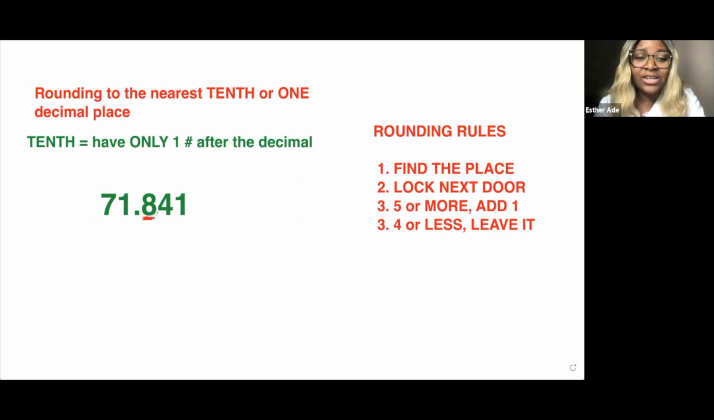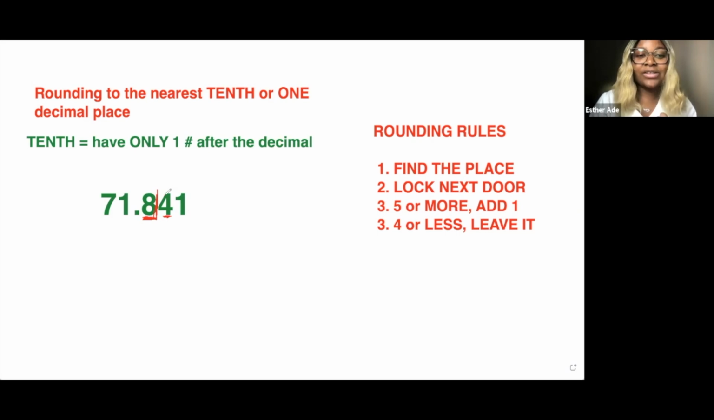So it takes me to the next rule, lock the door. I lock the door. So what do I do about this 4 and 1 over here? Well, it takes us to rule 3. Rule 3 says, especially this 4, remember, we always deal with the number immediately after. So rule 3 says 5 or more, add 1. Well, this is 4. It's not up to 5, right? So it takes me to rule 4. Rule 4 says 4 or less, leave it. Well, this is 4. It happens to be 4.